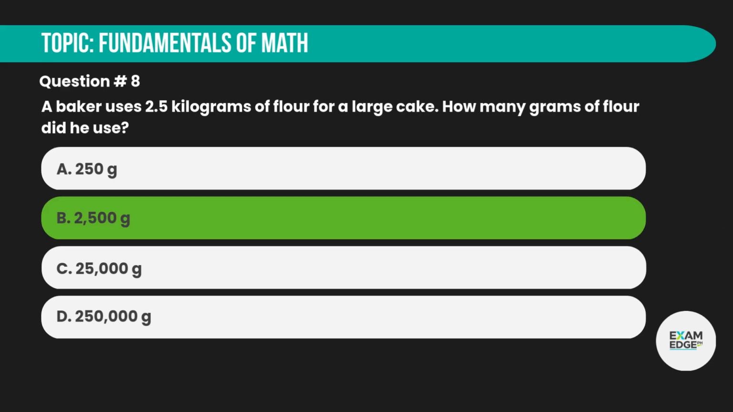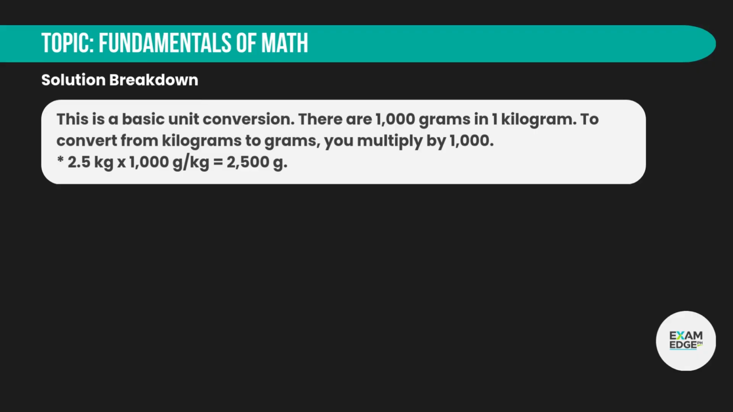Correct answer. B. 2,500 grams. Solution breakdown. This is a basic unit conversion. There are 1,000 grams in 1 kilogram. To convert from kilograms to grams, you multiply by 1,000. 2.5 kilograms times 1,000 grams per kilogram equals 2,500 grams.